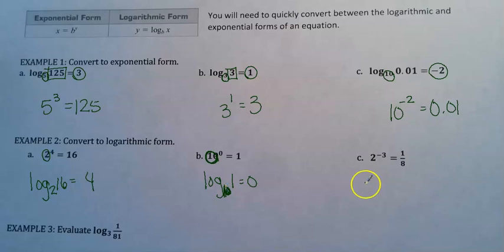On this one, we're going to do log. And what's my base of this exponent? It's the 2. So I'm going to do log with the little 2. And then the 1/8. So the log of 1/8 in the base 2 equals -3. And that's it for that. Just using these formulas to remember to go back and forth.